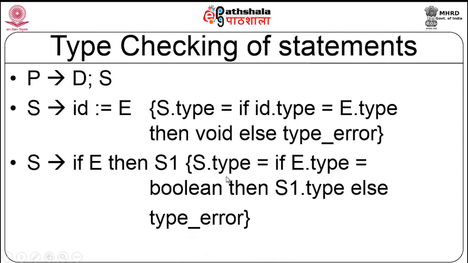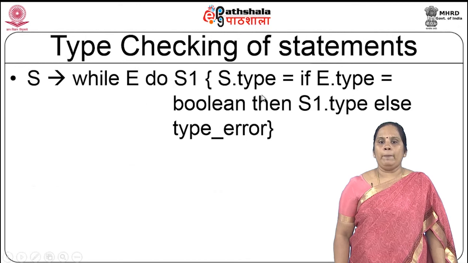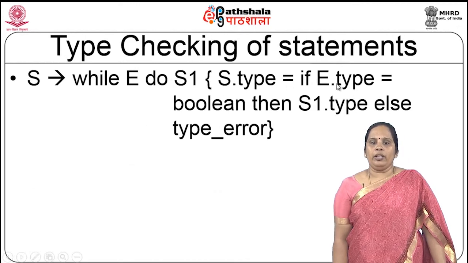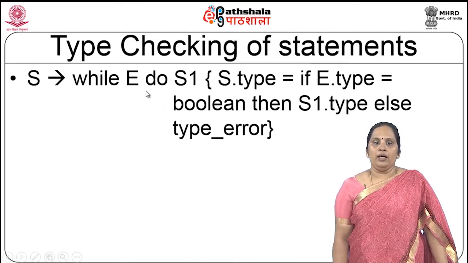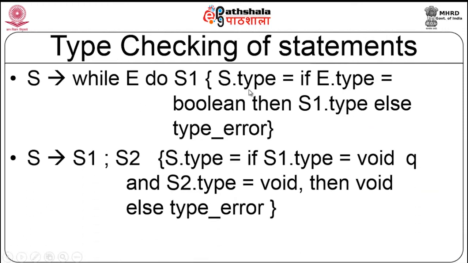So this S will have a type void only if the RHS is a correct production. Continuing on this, you have while expression do S1. S.type is equal to: if E.type is equal to boolean, then S1.type, else type_error. So this is similar to the previous case. Again, if it is going to be an if-else, how do I write it?